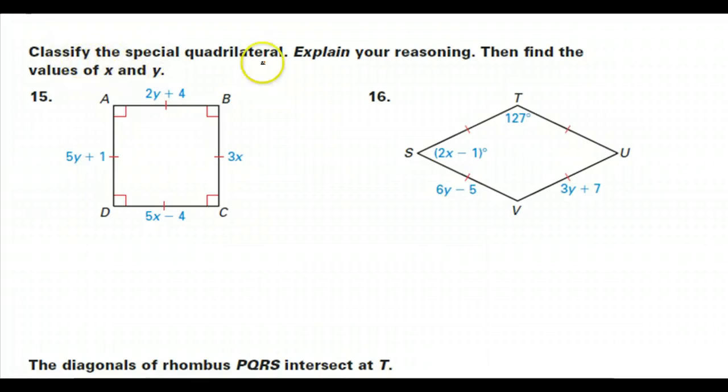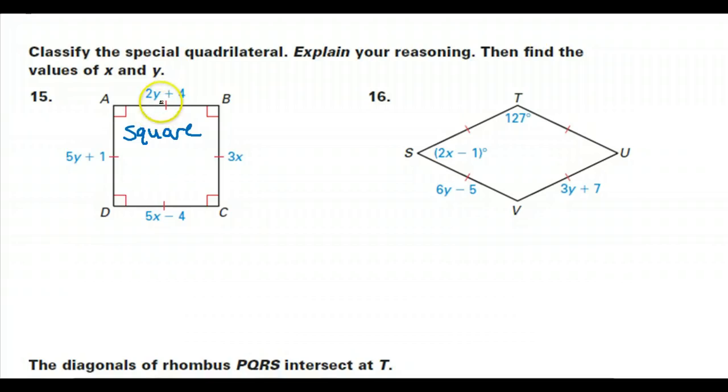Okay, we have to classify and then find x and y. Well, this is clearly a square. The definition of a square is it's a rhombus and a rectangle. The 4 congruent sides make it a rhombus. The 4 90-degree angles make it a rectangle. So by definition, this is a square.